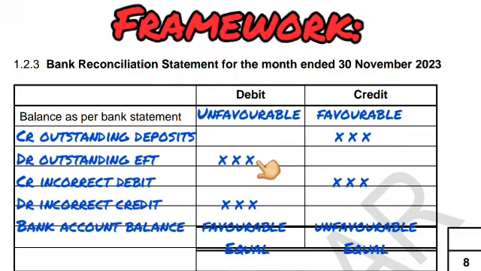So then the next line item is, if there is an error. Remember, we had a couple of errors that were made by the bank.